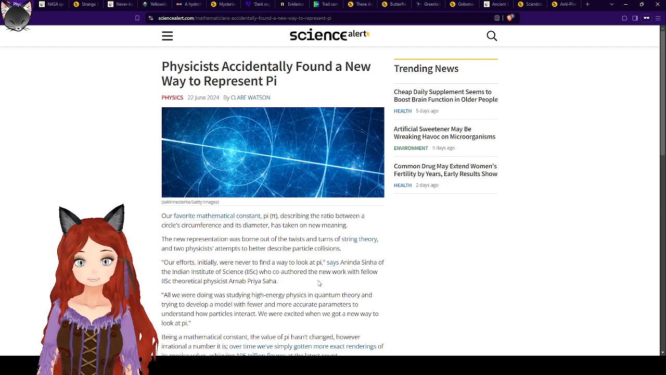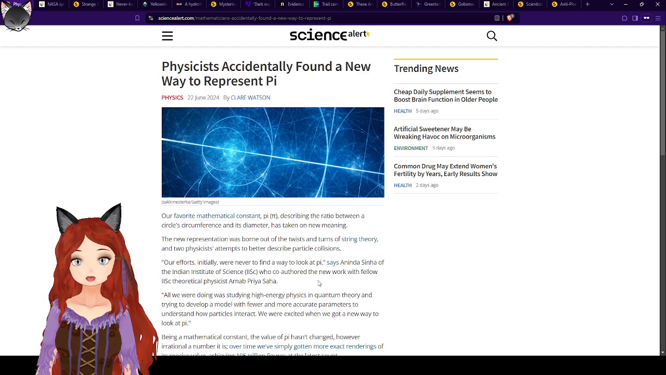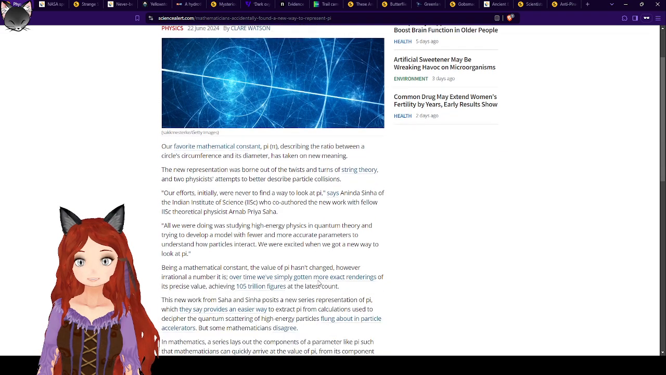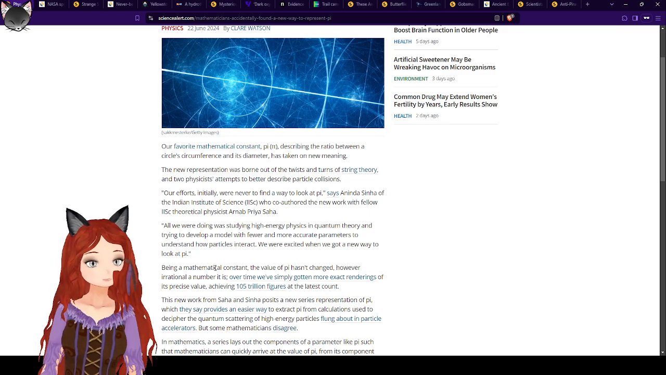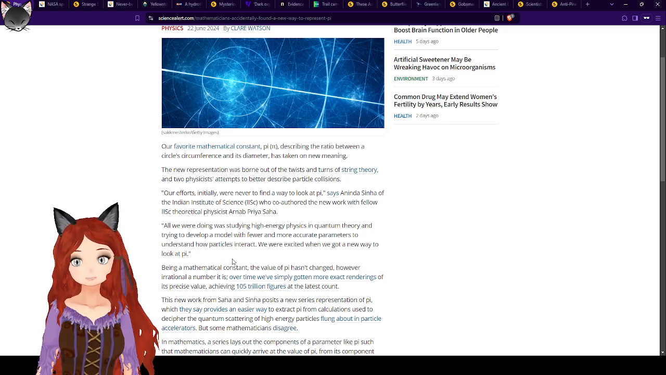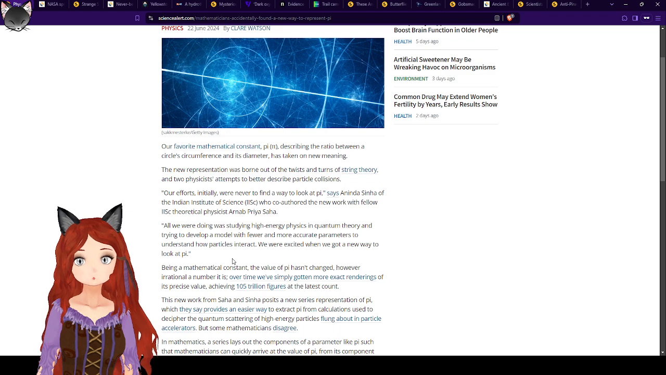Nom, says Anita Sinha of the Indian Institute of Science, who co-authored the new work with fellow Indian Institute theorist, physicist, Arnab Priya Sana. All we were doing was studying the high energy physics and quantum theory and trying to develop a model with fewer and more accurate parameters to understand how particles interact. We were excited when we got a new way to look at pi.